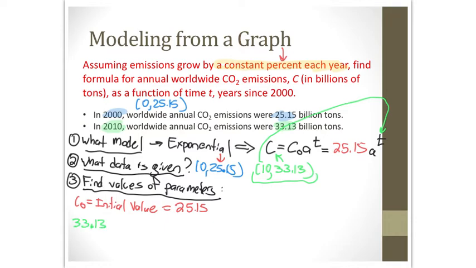And this is going to tell us that we have 33.13, and that is equal to 25.15 times A, all raised to the power of 10. Because here, 10 years later, we know there should be 33.13 billion tons of CO2 emissions. And so now it becomes an algebraic problem where we need to solve for A.